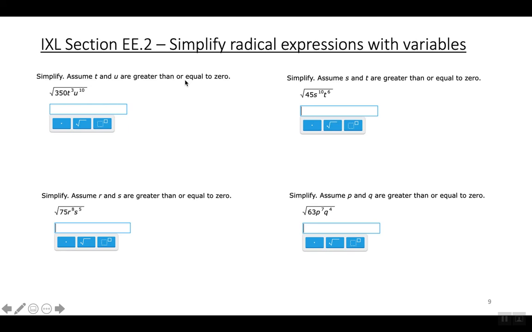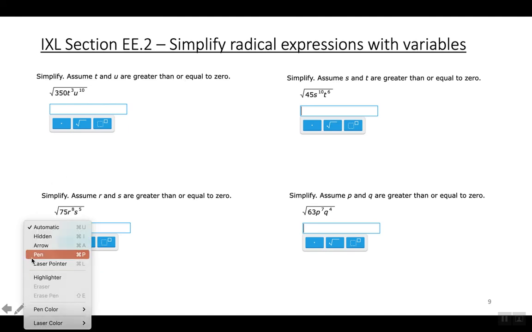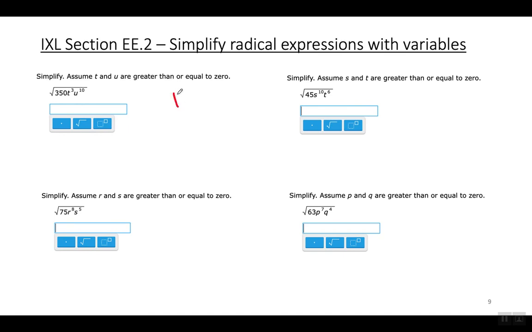All right, so the first one. The square root of 350 t to the third power u to the 10th power. So 350, I could break it up into 35 times 10. 35, I could break it up into 7 times 5, which are prime numbers. And 10, I could break it up into 5 times 2.